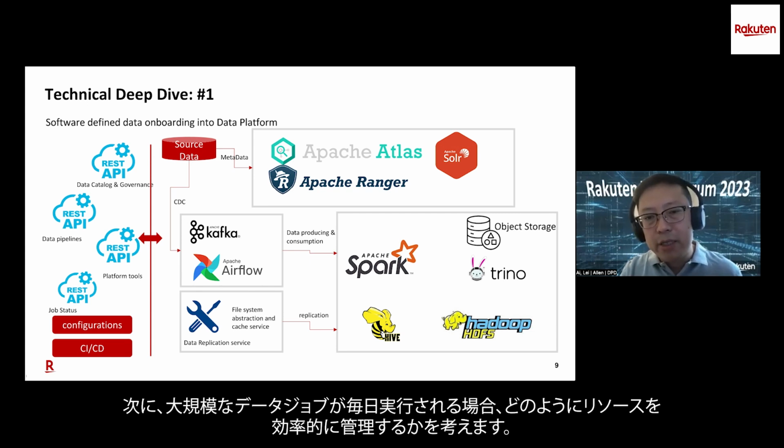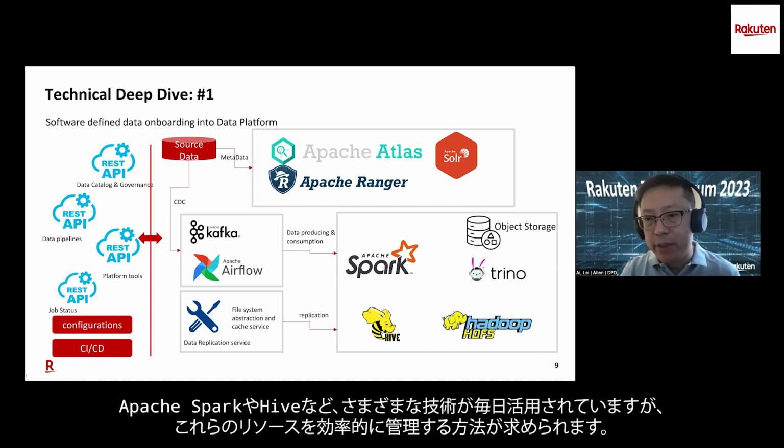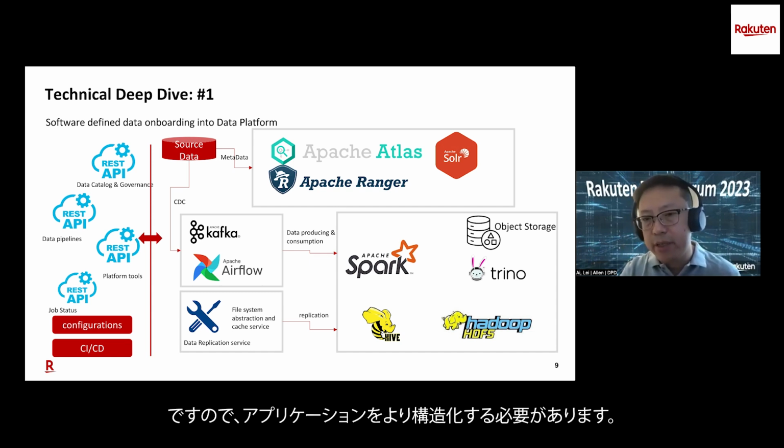And then coming next is about the computation resource. If you have all these large scale data jobs running every day, your application jobs work with a huge amount of data. You work with petabytes of data processing. You have Apache Spark and others like Trino and Hive working every day. How you manage these resources in a more efficient way is another challenge.